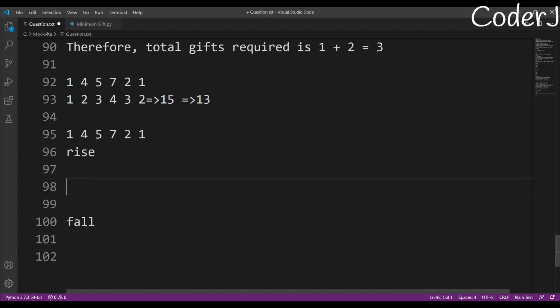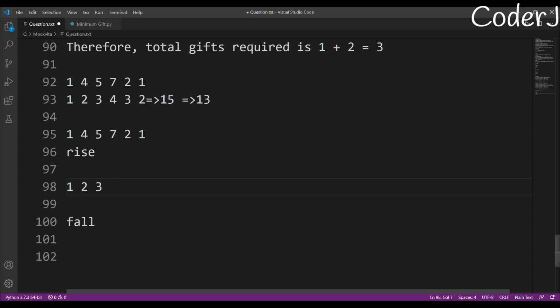Okay, let's start with the rise part. I'll start the gift part. Firstly, I'll give him one gift. Then I come again. I say, is my 4 greater than 1? Yes, it is. Give him two gifts. Is my 5 greater than 4? Yes, give him three gifts. Is my 7 greater than 5?